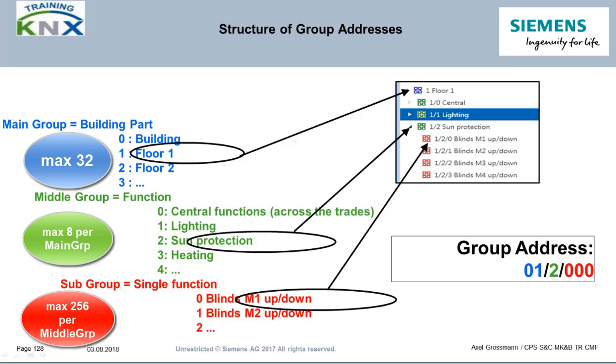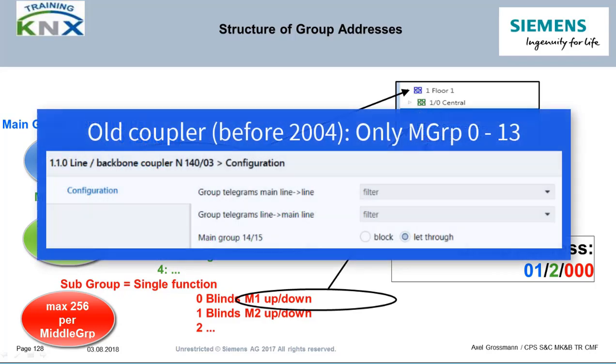More middle groups could be assigned to safety and security and to energy management. 2 blocks of main groups. Main groups from 14 and up cannot be used with old line couplers. Old means they must have been assembled before the year 2004. They had only limited memory, which was good for 14 main groups.